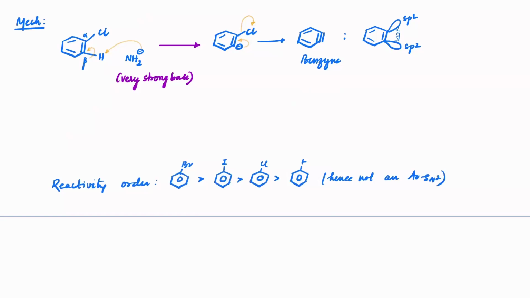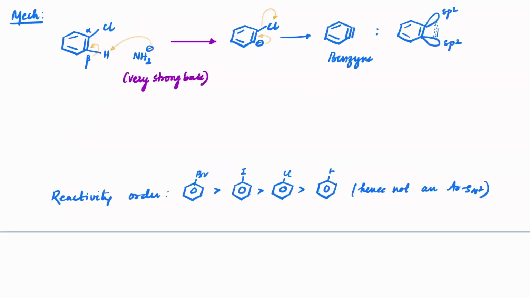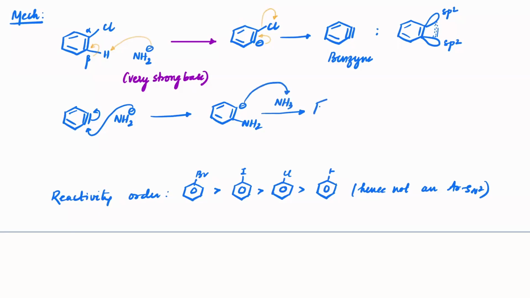Once you get this benzyne here, you will see NH2 minus will attack here, pushing this bond here. Therefore, you again get a carbanion, NH2 with a minus charge like this. And on reacting with liquid ammonia, it will accept the proton from it and convert that into aniline.